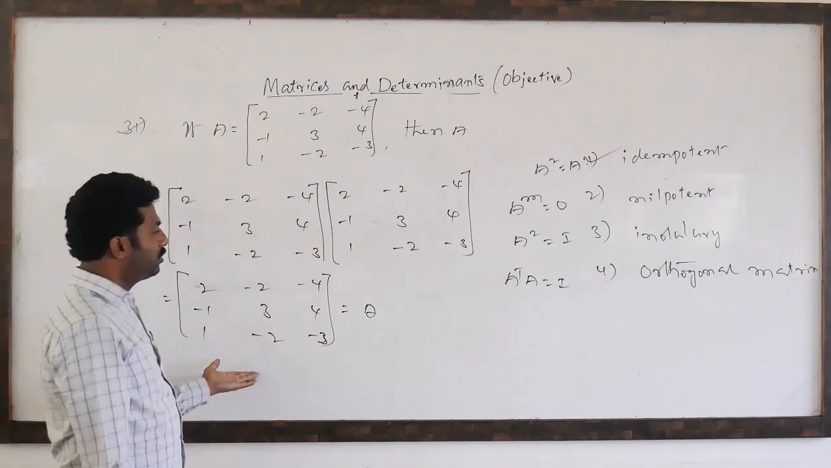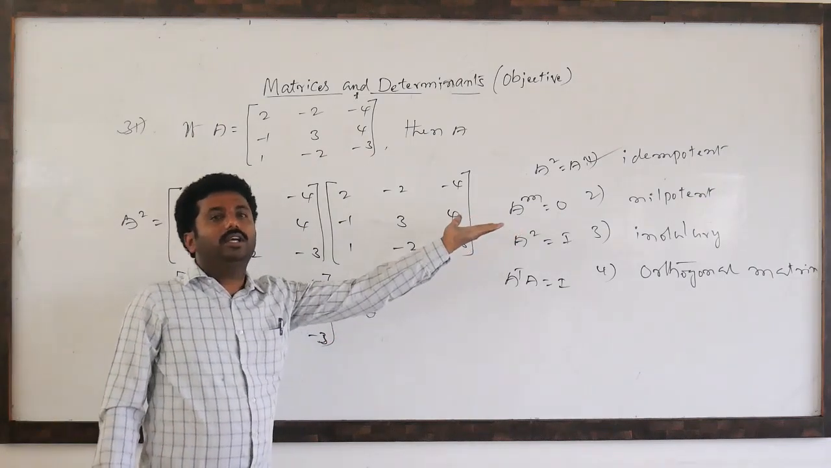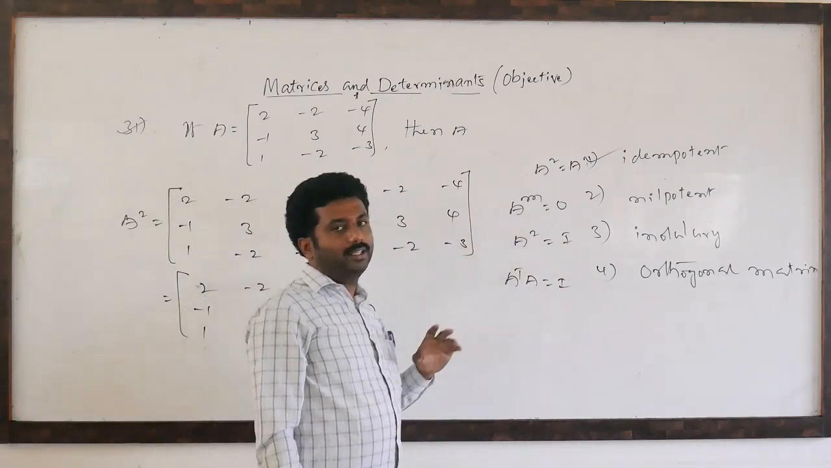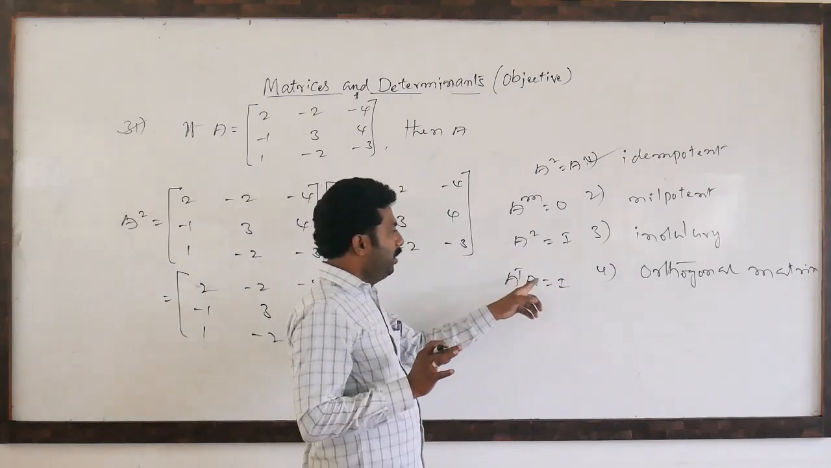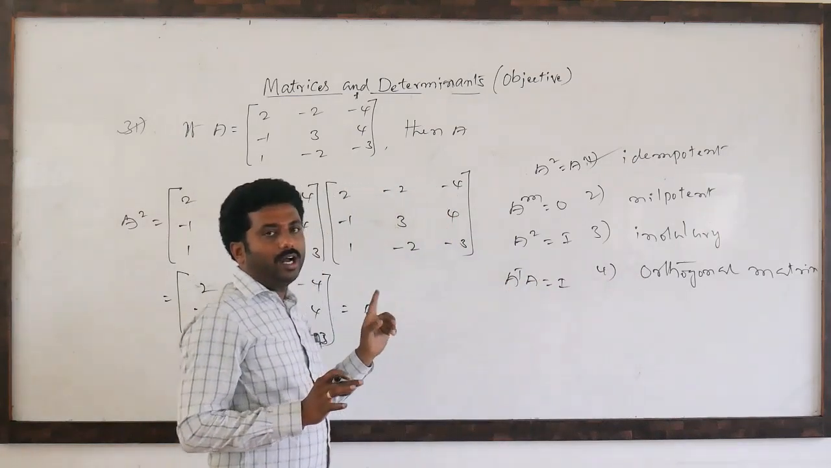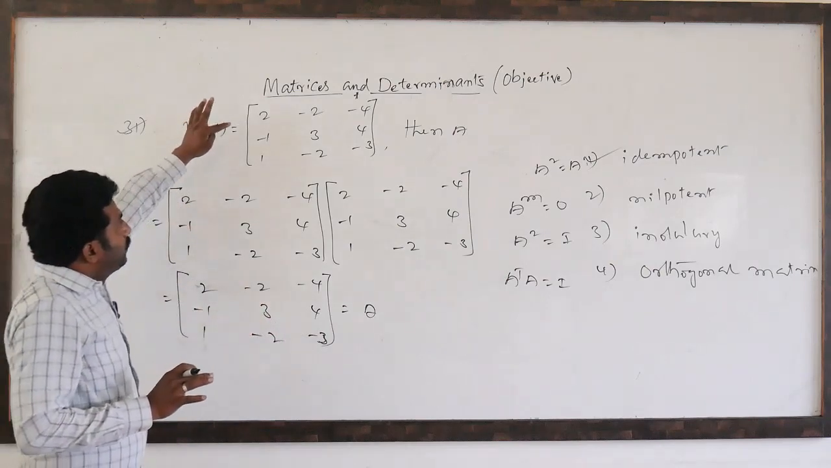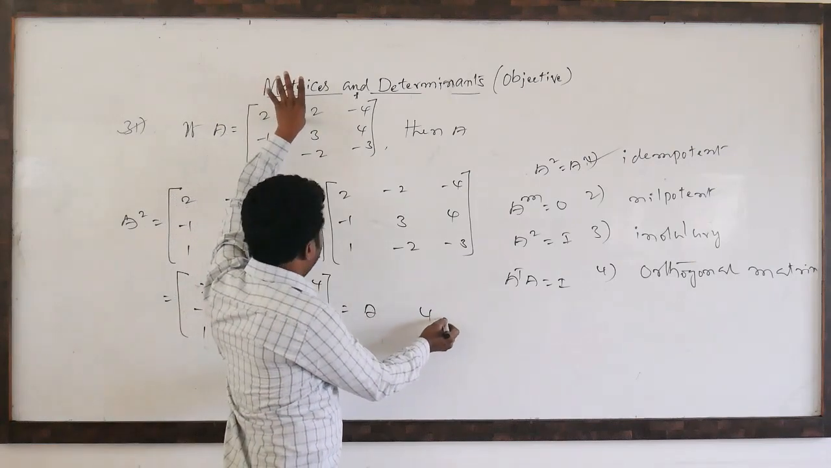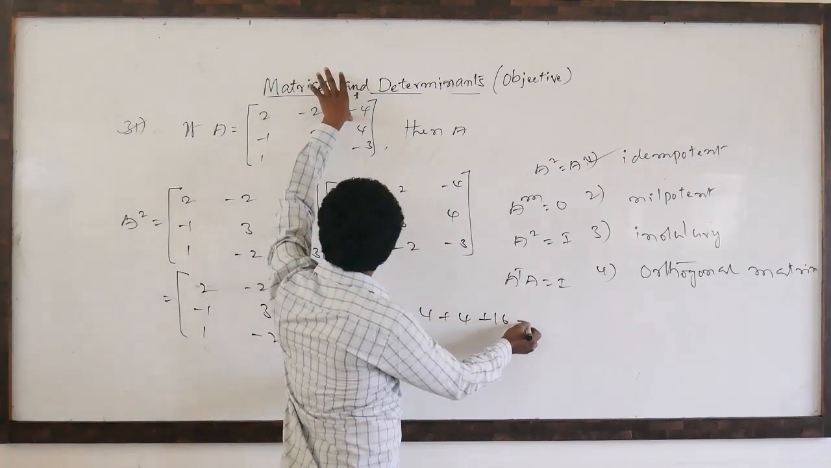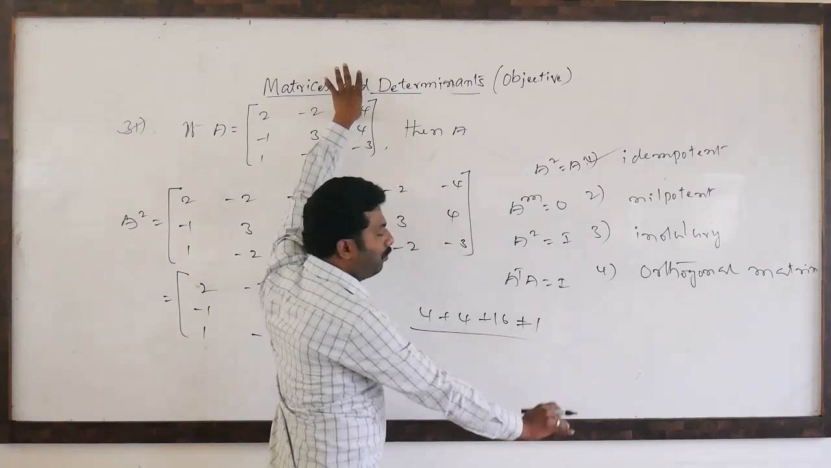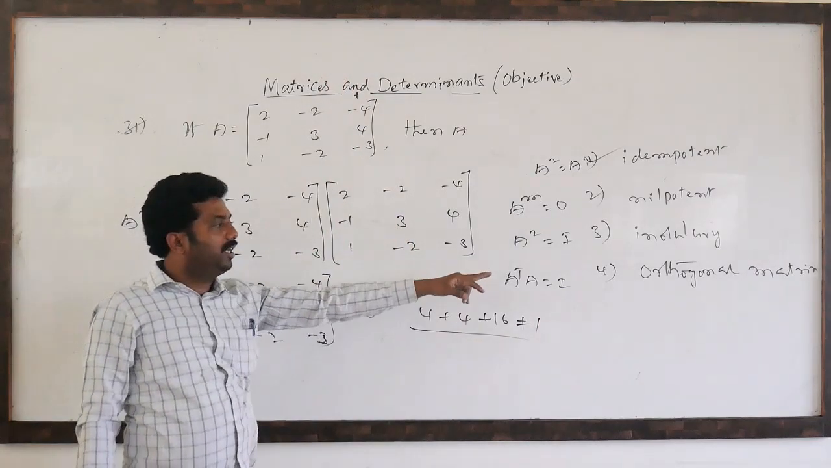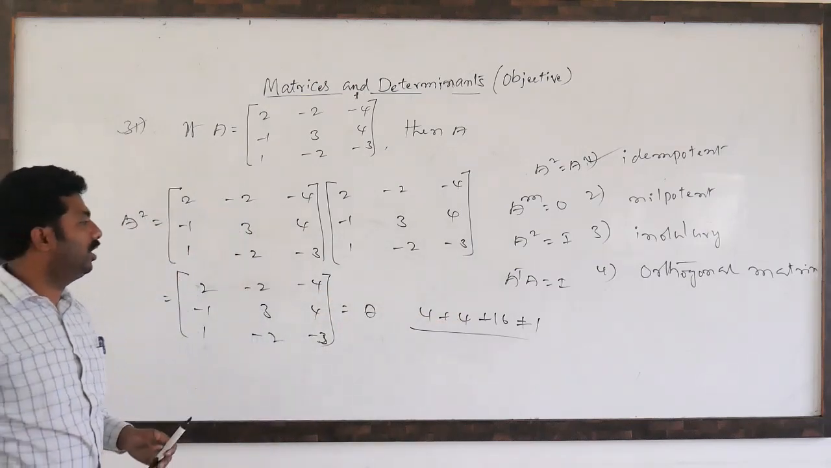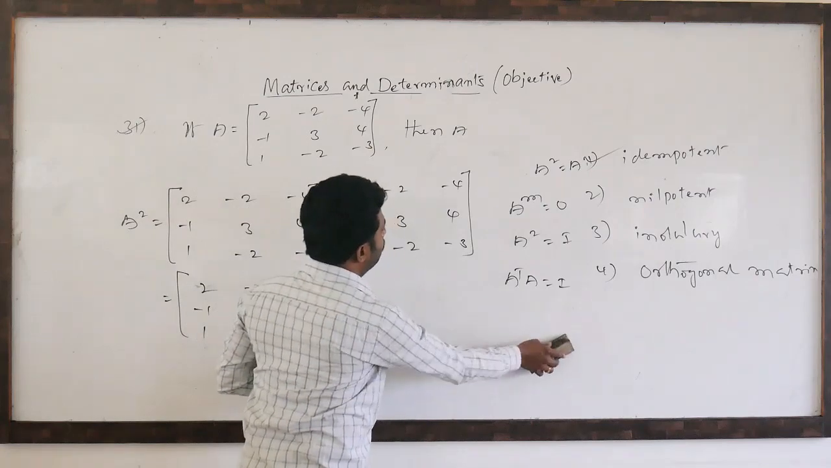Suppose A square is not equal to A, then we have to go through the second option, or the third option, then the fourth option like that. For the fourth option, observe whether it is orthogonal or not: the sum of the squares of any row's elements. Here the sum of the squares is 4 plus 4 plus 16, which is not equal to 1. If it is 1, then clearly it is orthogonal. That is one indication of whether a matrix is orthogonal or not. So the first option is the answer.